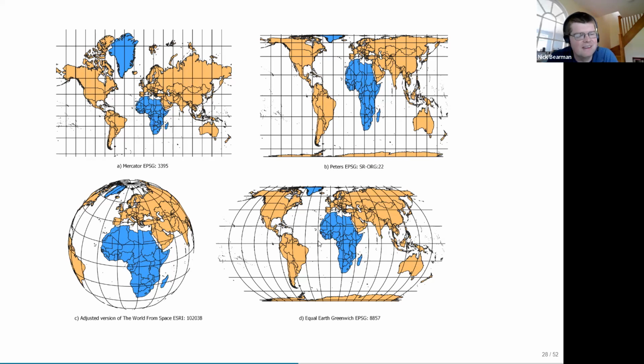The key bit is you can end up distorting some countries and continents quite dramatically. So if we look at the top left, Mercator, we've got Africa and Greenland in blue there. They look about the same size, but that's complete rubbish. We know Africa is much, much bigger than Greenland. So why is this? Why have we got this going on here?